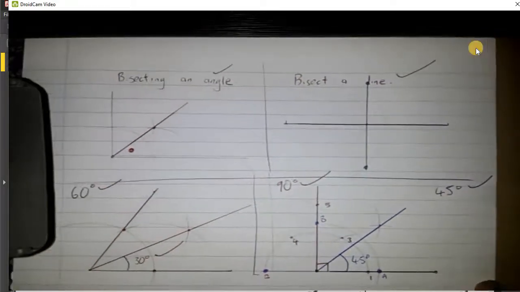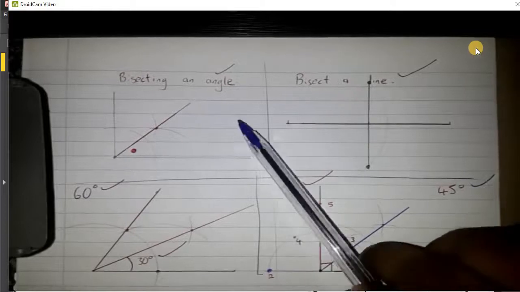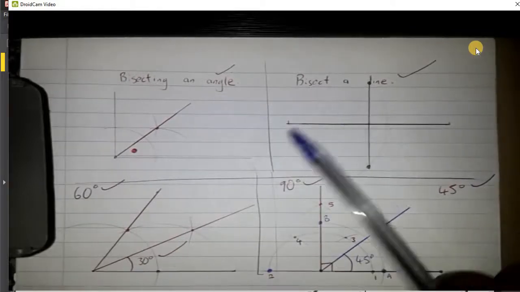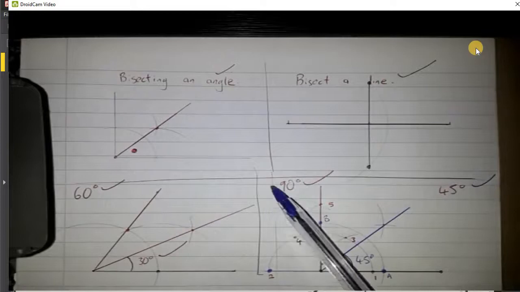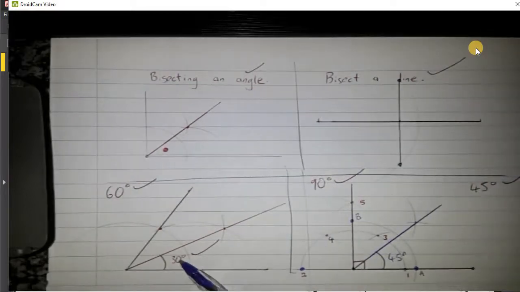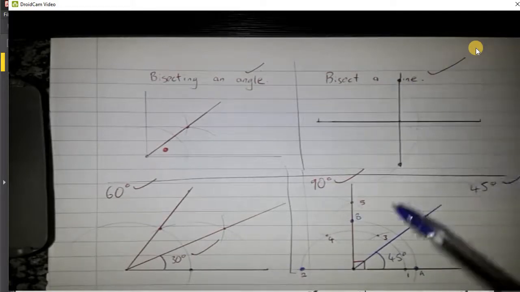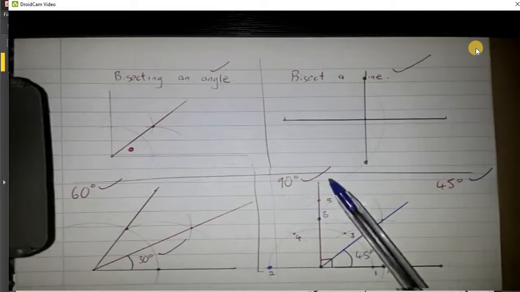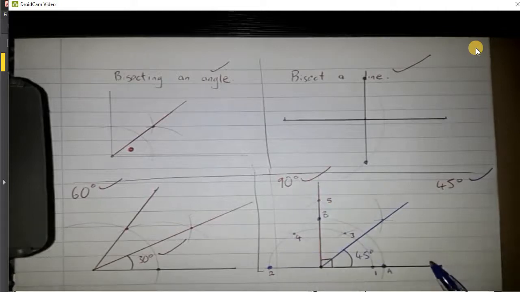So once again, let's see what we've covered. Bisecting an angle, bisecting a line, 60 degree, 30 degree. A 30 degree is just a 60 degree that you bisect. You break it up into 2. 60 divided by 2 is 30. Same story with a 90. You draw this 90.